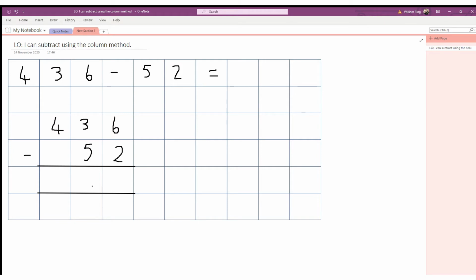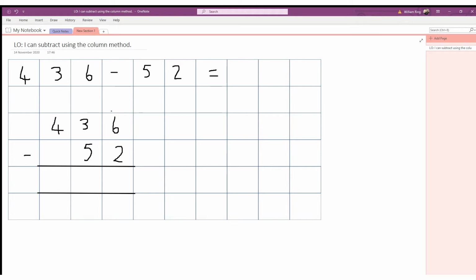We're going to be subtracting again using the column method. In the last video we were subtracting and exchanging from the tens column. Today we're going to be exchanging from the hundreds column. So we've got the question here, 436 take away 52.